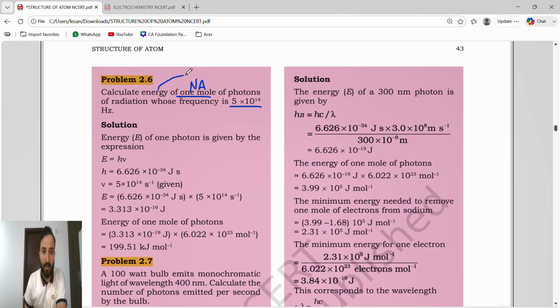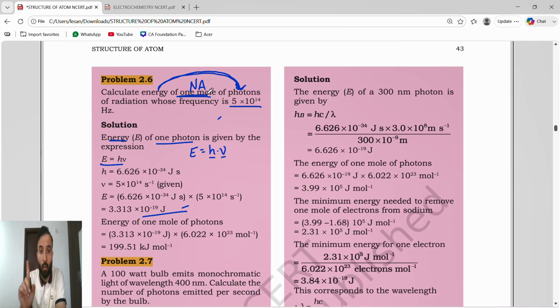Guys, for finding the energy of a photon, what do we know? Energy of photon is equal to h into frequency. h is Planck's constant, we know the value 6.626 into 10 to the power of minus 34. Frequency is 5 into 10 to the power of 14. This formula I have written is just the energy of a photon. The energy of 1 photon equals h nu. We'll substitute the values and get the energy of 1 photon, but we have to find the energy of 1 mole.